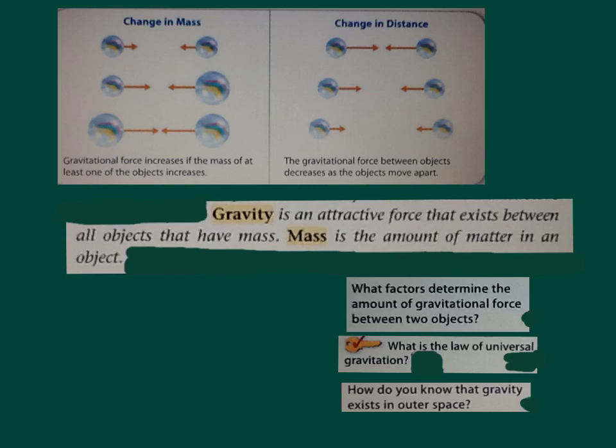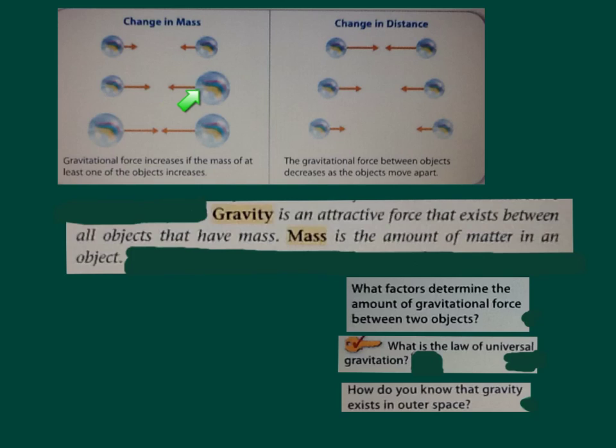Take a look. You'll notice that these two objects are the same size. If you notice the arrows, both arrows are the same length. But in the second part of this diagram, this has stayed the same, but notice that the arrows have changed. Do you know why? What's different about the two objects?